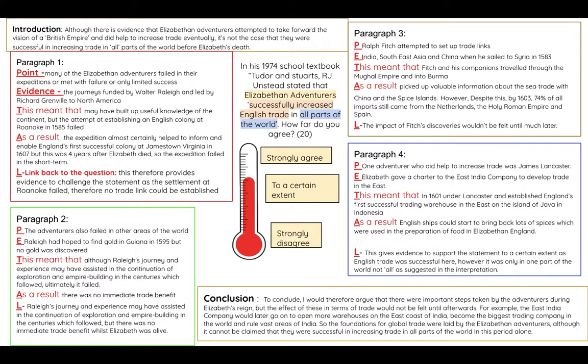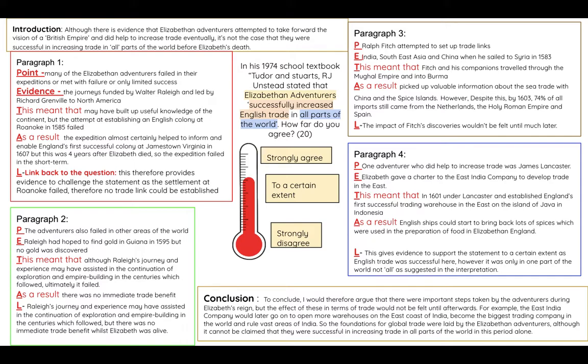My final paragraph in terms of my points I'm going to make, I'm going to look at James Lancaster. So one adventurer who did help to increase trade was James Lancaster. My evidence, well, Elizabeth gave a charter to the East India Company to develop trade in the East. This meant that in 1601, under Lancaster, he established England's first successful trading warehouse in the East on the island of Java in Indonesia.